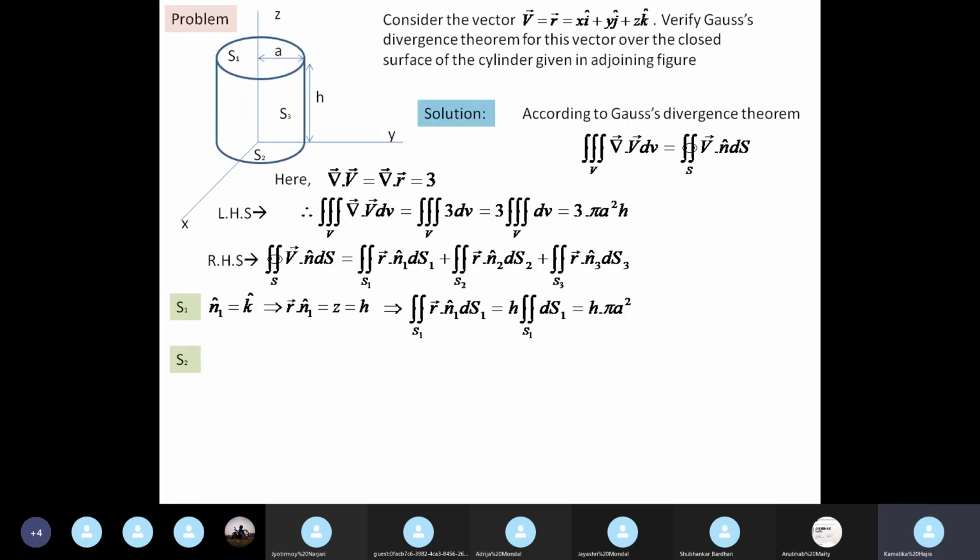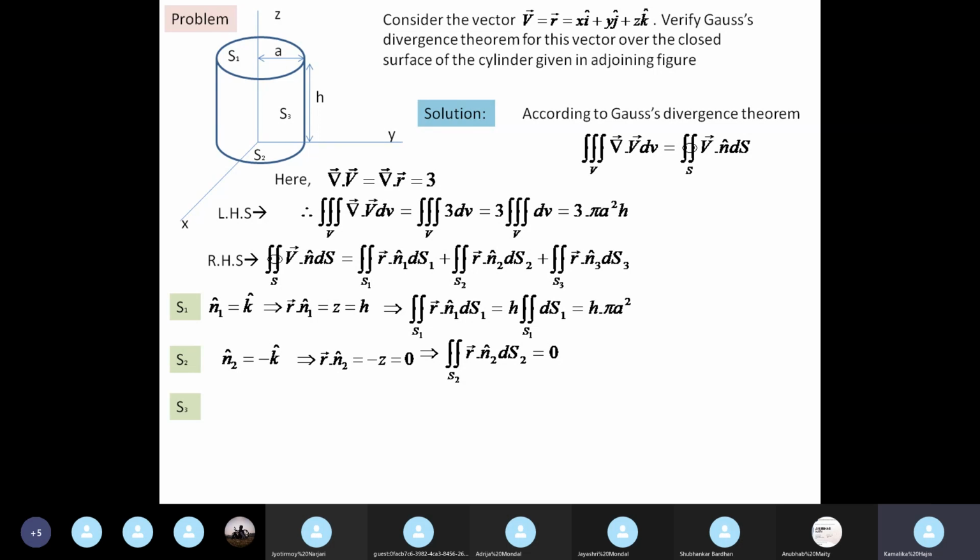Second surface is the bottom surface. N2 cap is minus k cap over here, the outward normal. So r dot N2 cap is minus z, and the value is 0 according to the orientation of the cylinder that we have chosen. So the value of the second surface integral is 0. Okay.